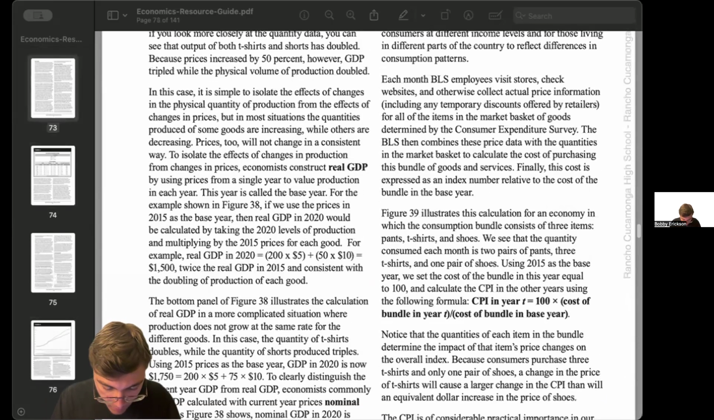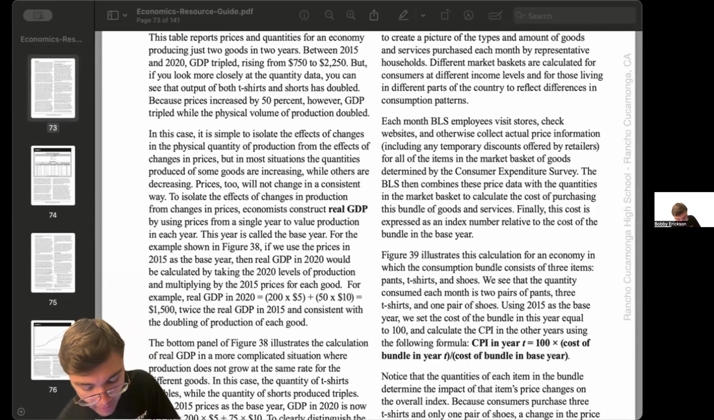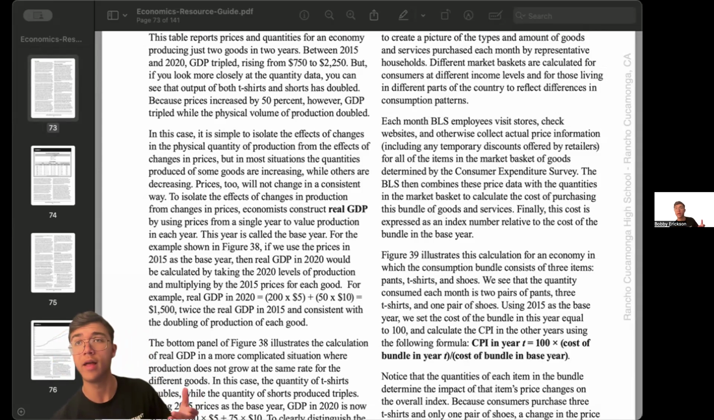And so we can see that we can easily isolate the effects by just looking at the total doubling of the quantities. However, in a lot of other cases, some quantities may be increasing and others decreasing, and prices will also not change in a consistent way. And so, how do we estimate how much has actually changed in what is being produced, based on the price?